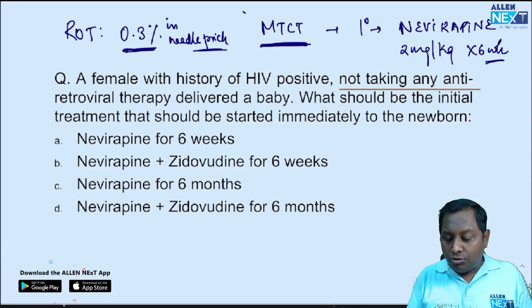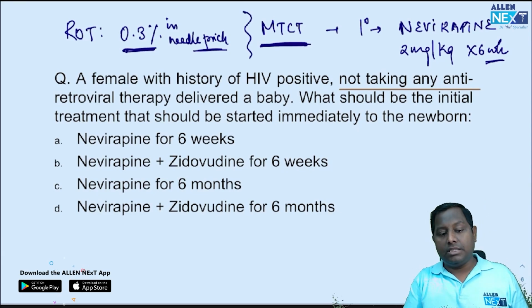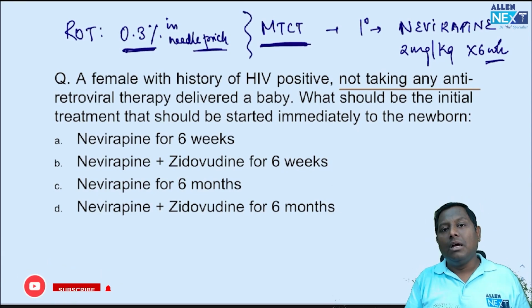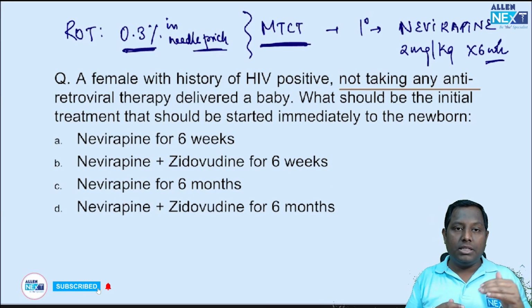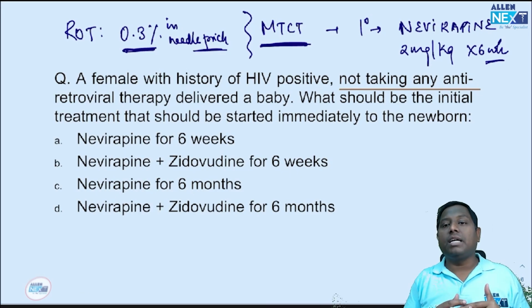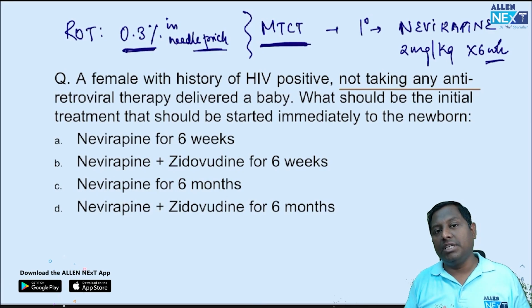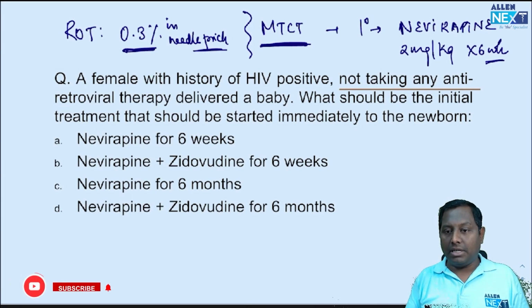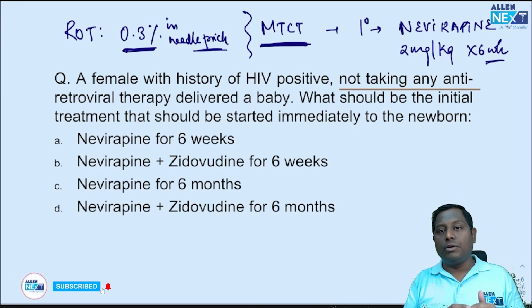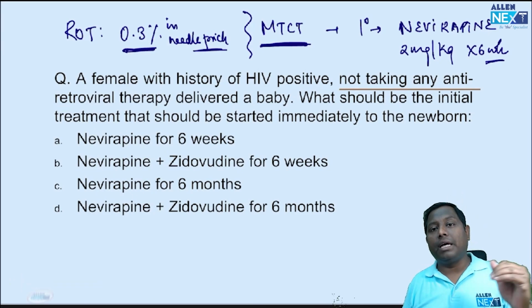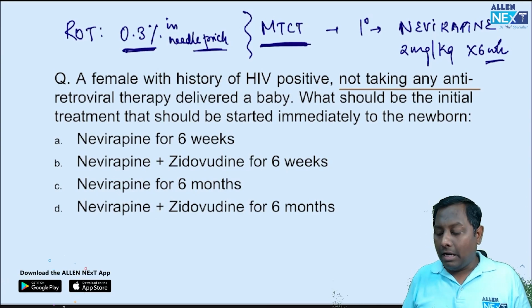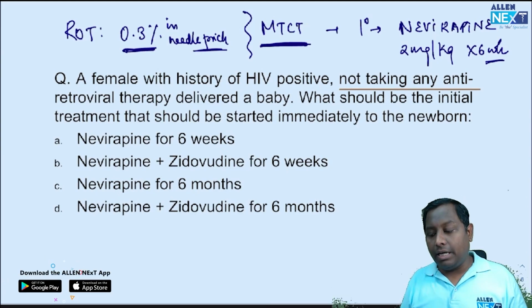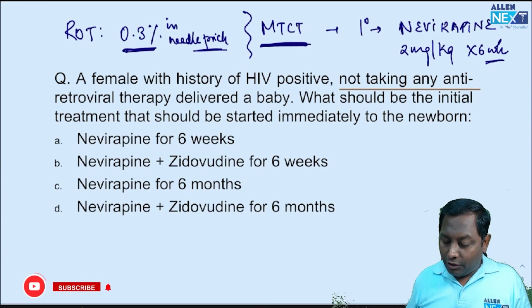In mother to child transmission, there are many data and some of them are misleading as well, but on average we see that if there is a pregnant female, there is a high risk. Some studies are telling 25, some 30, but in needle prick around 0.3%. Now in mother to child transmission, what do we give the mother? We give antiretroviral drugs.